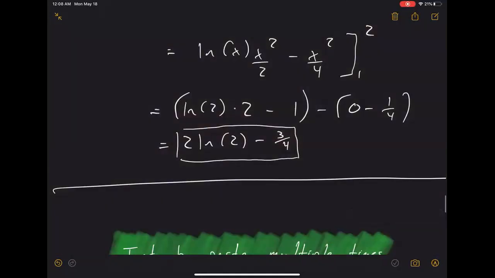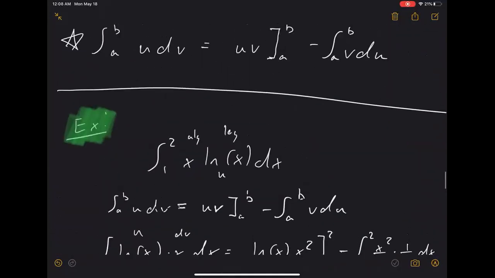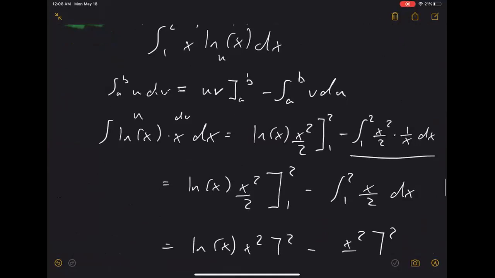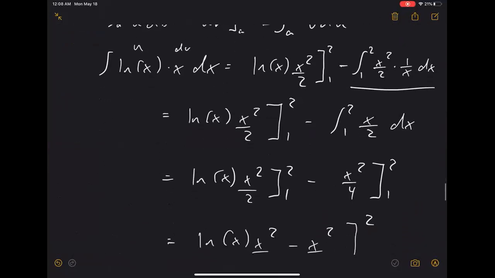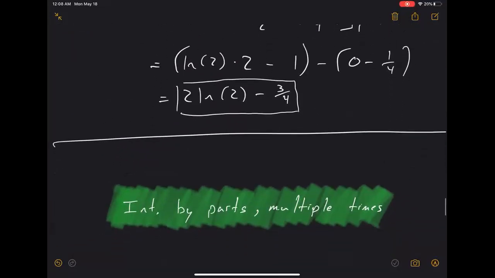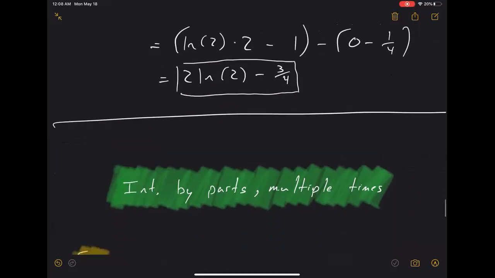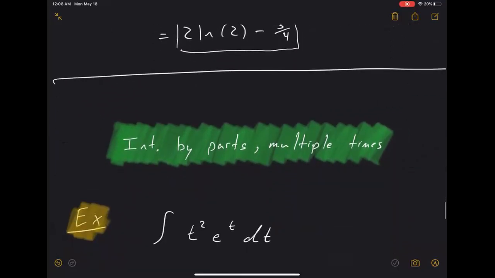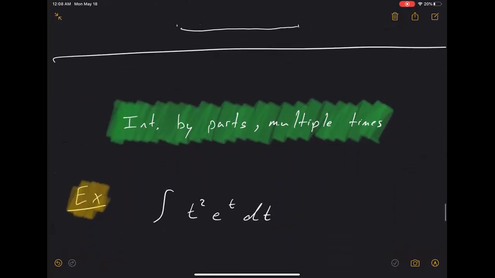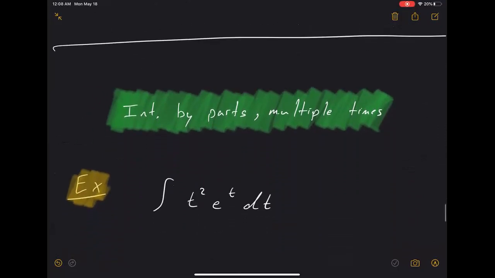Okay, so not too much trickier for definite integrals. Just remember that we're evaluating here and here, and we can combine it all and evaluate it at the end. That's fine. The next level of trickiness for integration by parts is integrating by parts multiple times. We might do integration by parts once and still not have an answer, so we might have to do it multiple times. An example would be the integral of t squared times e to the power t dt.